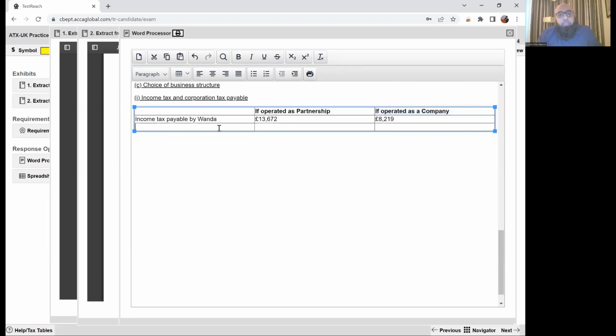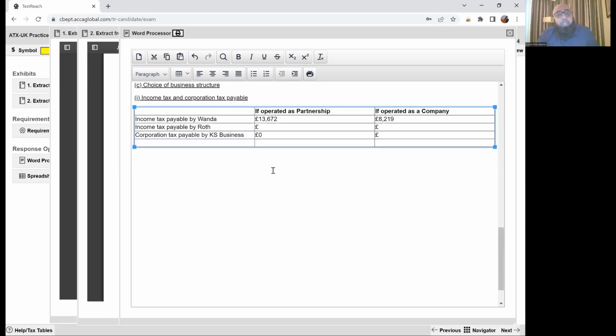Now, we have to calculate the income tax payable by ROT for both of the situations. Then we will look at the corporation tax payable by KS business. Obviously, in this case it will be 0 for partnership, because there will be no corporation tax. But in case of a company, there will be corporation tax. Then the total income tax and corporation tax payable.